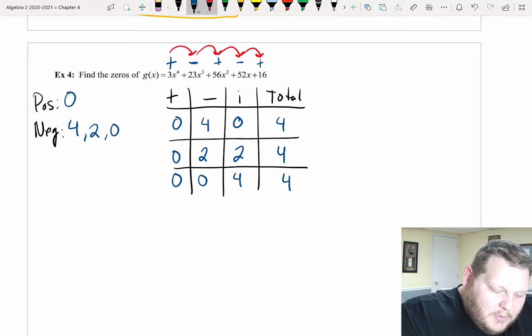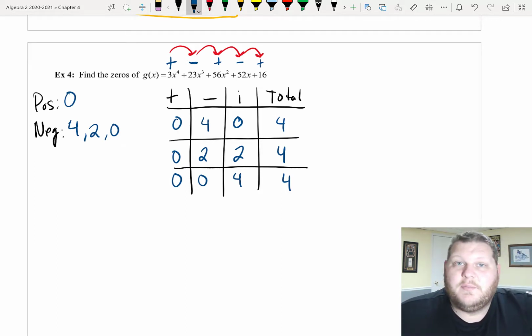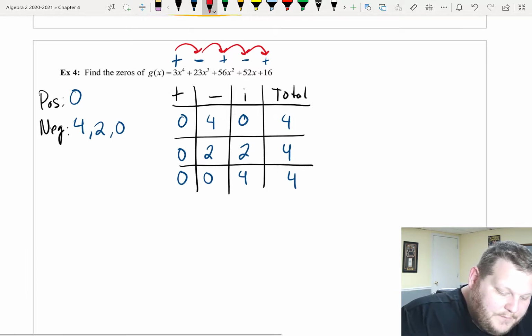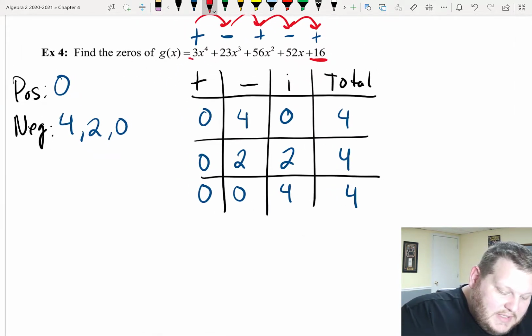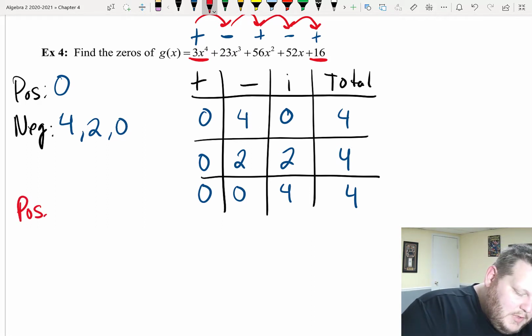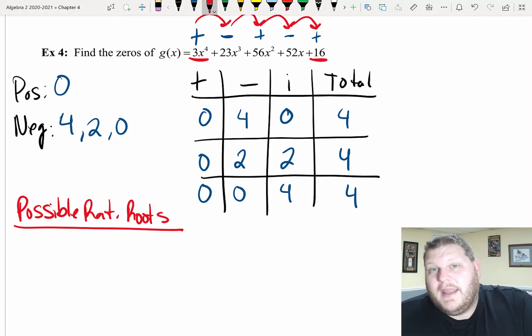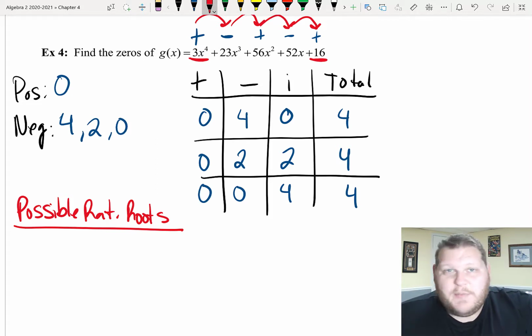So next thing would be to figure out our list of possible rational roots. So for this one, we've got, what color do I want to use? Let's use red. So we've got factors of 16 over factors of 3. So for our possible rational roots, we'll write all that out. Now, I could ignore all the positive options because I already know there aren't any positive real roots, so I can just look at these as being all negative.